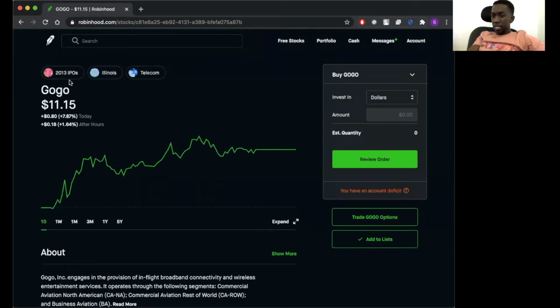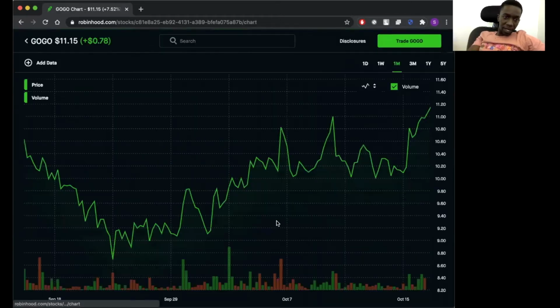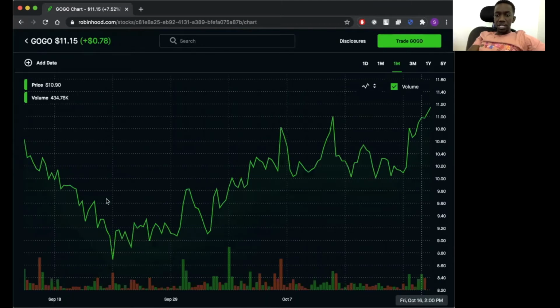So I'm looking at a stock called GoGo right now. They provide internet service for airline companies. I've been in this stock since it was about $8 post-pandemic, right? I got into this after the pandemic hit. So yeah, I got in here when it was around $7 or $8, maybe $6, I can't remember. But you go ahead, you hit your expand button, then you're over here and you can see some charts.